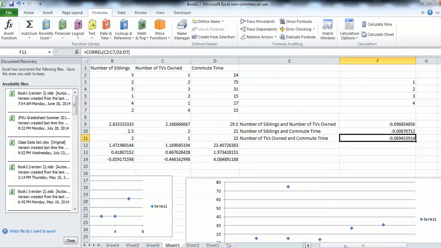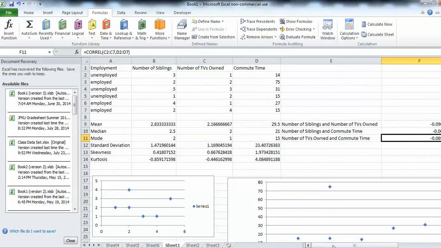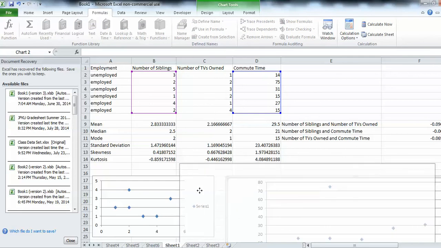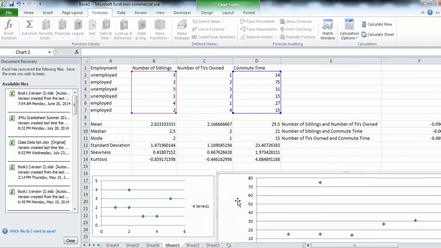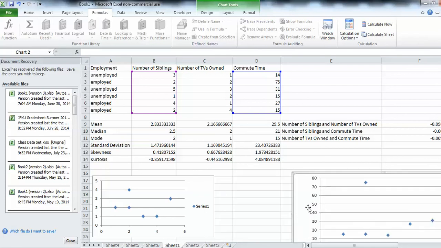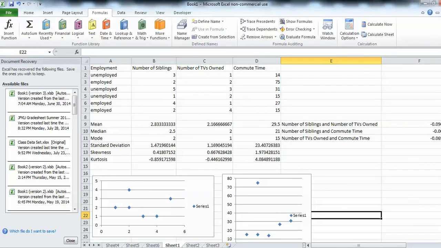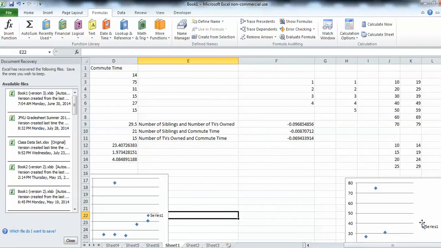Oh, when I expanded this column, it made the scatter plot larger. Let's see if I can fix that. I can shrink it down again. Bring this back over.